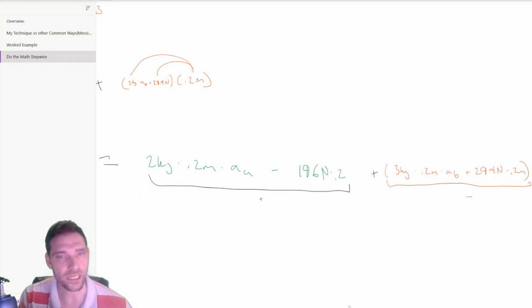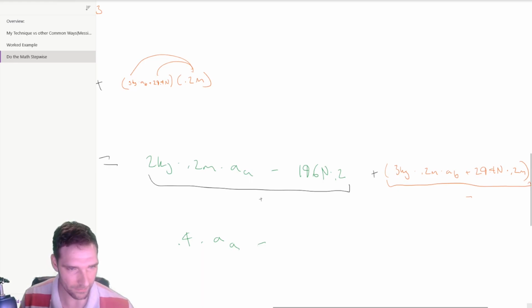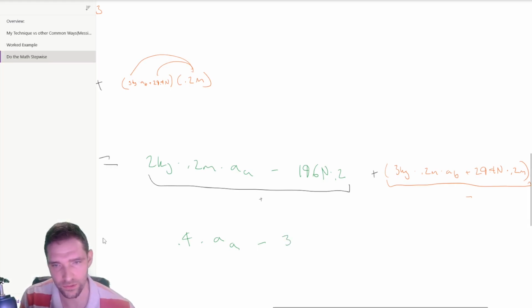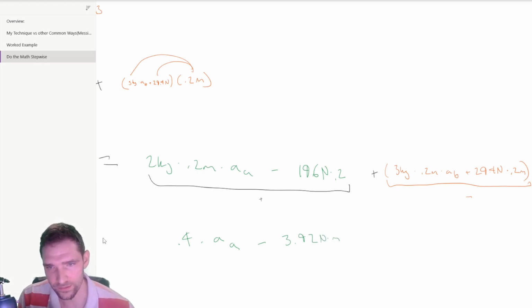So I've got 2 times 0.2, so that's 0.4 times the acceleration A. And then what is that? 19.6. I'm gonna need my calculator for that one. Or I could check my previous work. But we got 19.6 times 0.2. Let's see. Yeah, it's 3.92. And that's newton meters.